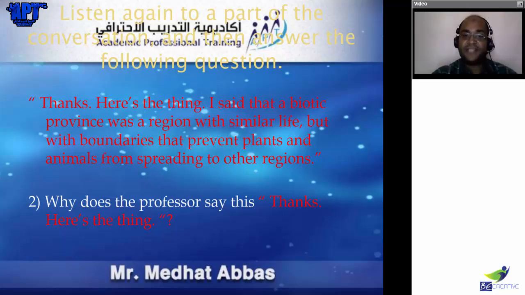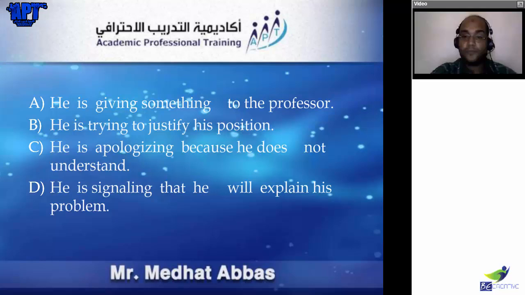2, listen to this part. Thanks, here's the thing. I said that a biotic province was a region with similar life, but with boundaries that prevent plants and animals from spreading to other regions. Why does the professor say this? Thanks, here's the thing. The right answer is signaling that he will explain his problem. He is signaling that he will explain his problem. So this is the right answer, which is letter D.